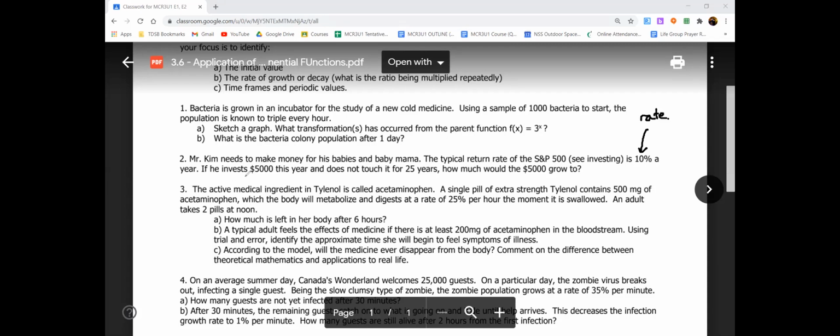Okay? If he invests $5,000, that's my starting value, and I don't touch it for 25 years, that's time, how much would that grow to? I'm missing something. I'm missing my N. Oh, 10% a year, so you multiply by that 10% where n equals 1. Let's write it all down on our whiteboard.